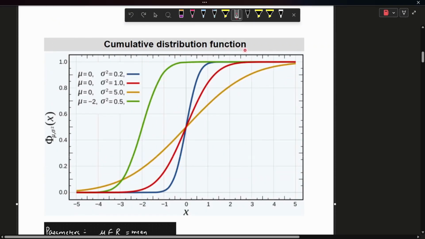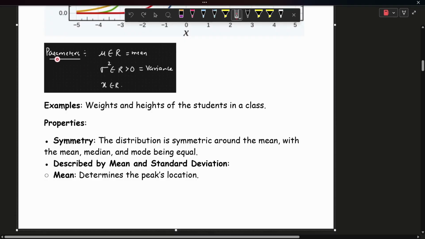This is the cumulative distribution function, the S shape, and all these three curves have the same mean, that is 0, but different variances. As the variance increases, the curve is getting straighter, right? The main parameters in this distribution are mu, that is the mean, and sigma square, which is the variance, and x belongs to R. These all belong to R, and the variance should be greater than 0.